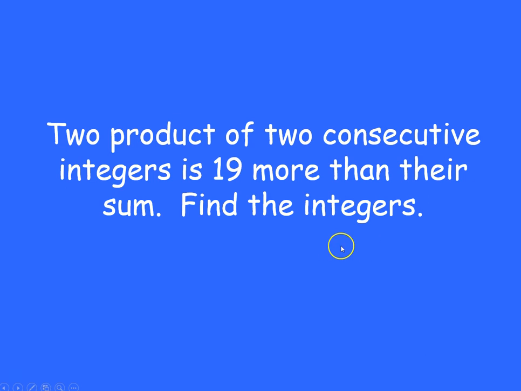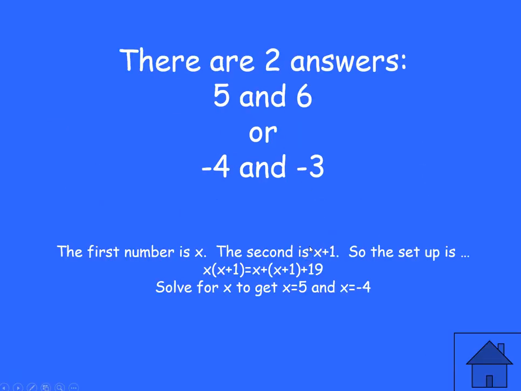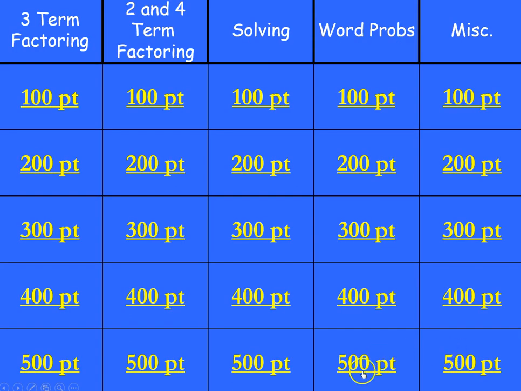Welcome back. Let's see if you got the answer. Answer should be either 5 and 6 or -4 and -3. The way it translates looks like this. x times (x plus 1) equals (x plus 1) plus 19, because it's 19 more. 19 more. Excellent. The $500 question.